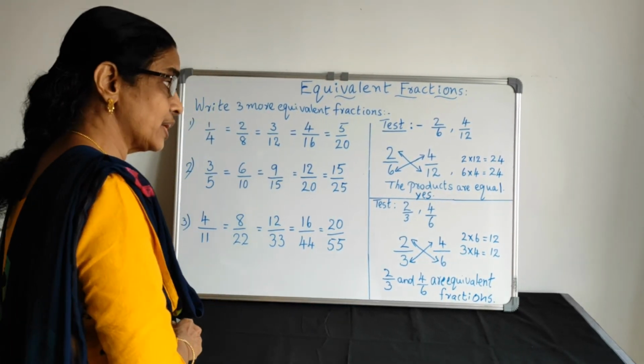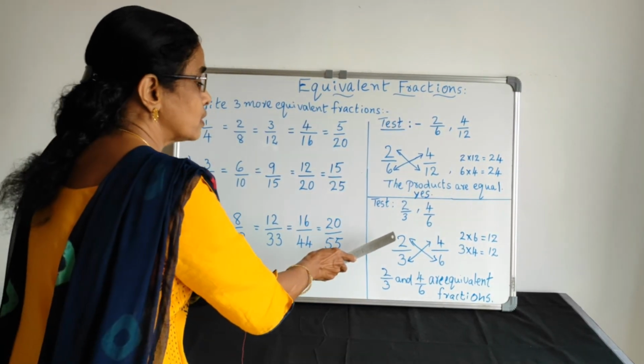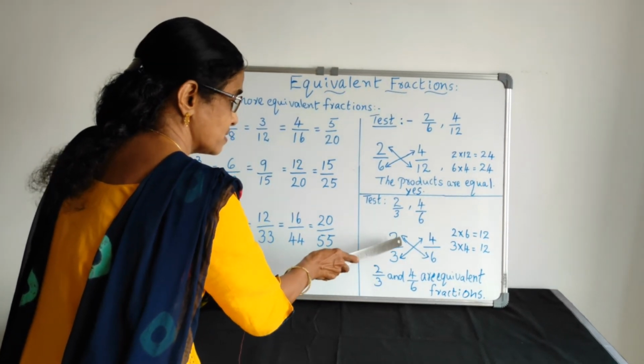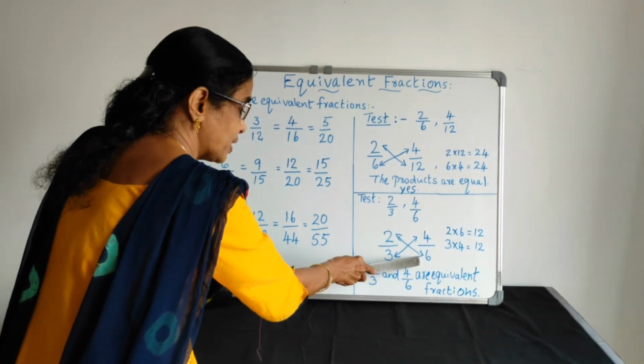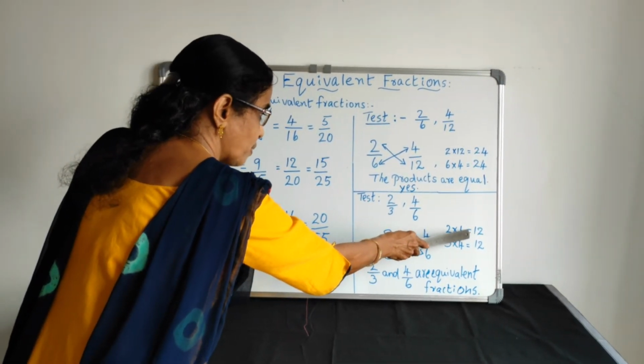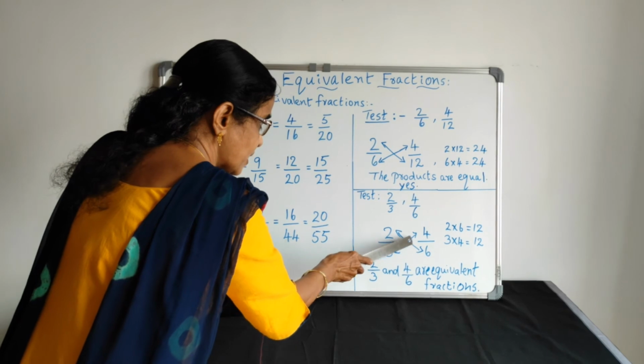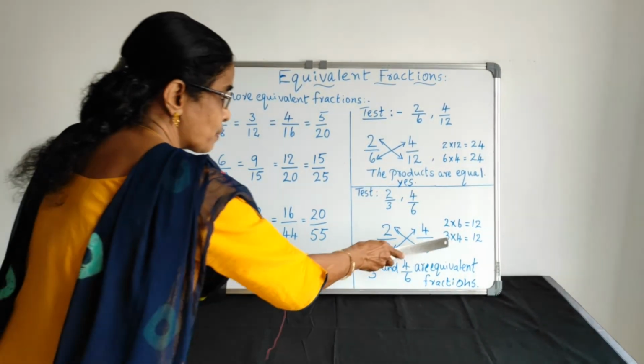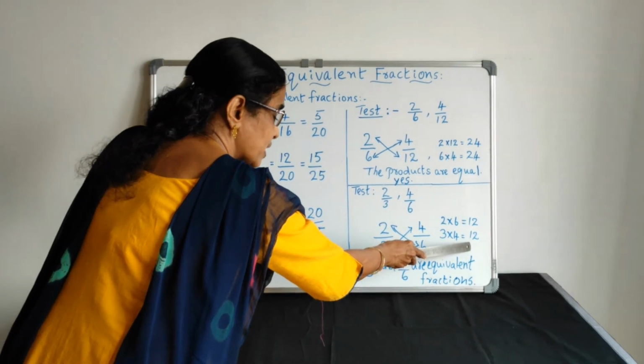Now, we are going to check whether the given fractions 2 by 3 and 4 by 6 are equivalent. What is the rule? You have to cross multiply like this. Cross multiply. 2 times 6 which is equal to 12. 3 times 4 which is equal to 12. Closely observe the product. The products are equal.